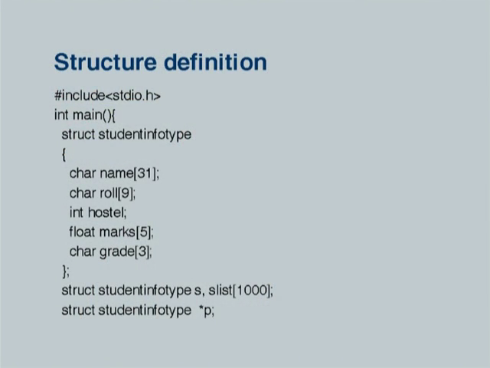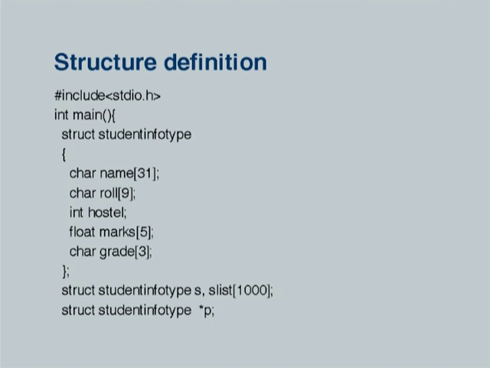So just as I have int, I have float, I have double, I now have student info type as another type. And whenever I declare variables of a data type, the memory locations get allocated to store values of that particular data type. When I say int or float, for example. Similarly, I can use the declaration struct student info type. This is actually a type definition. Just as I have int, float, I have struct student info type.